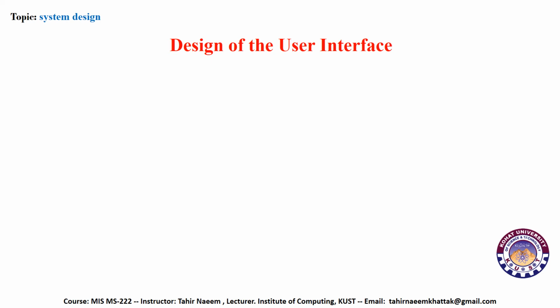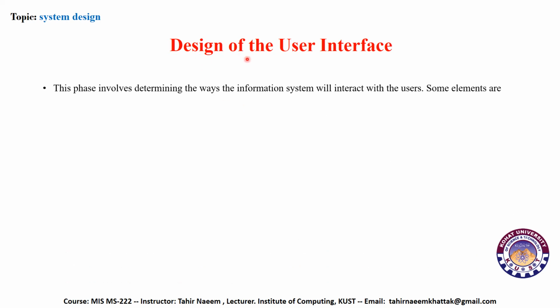Design of the user interface. So here, after designing the database, then we have to design the user interface. This phase involves determining the ways the information system will interact with the user. Some elements are source documents to capture raw data. So here basically how raw data is captured and from what document data is captured.